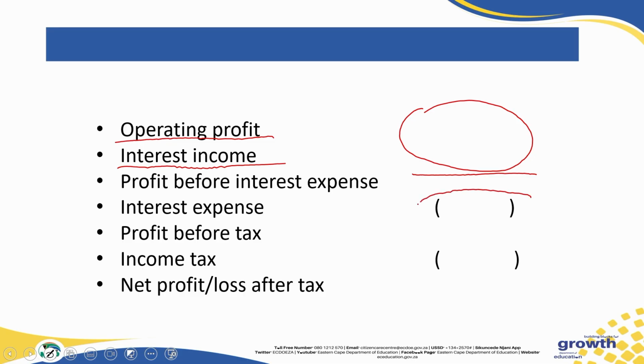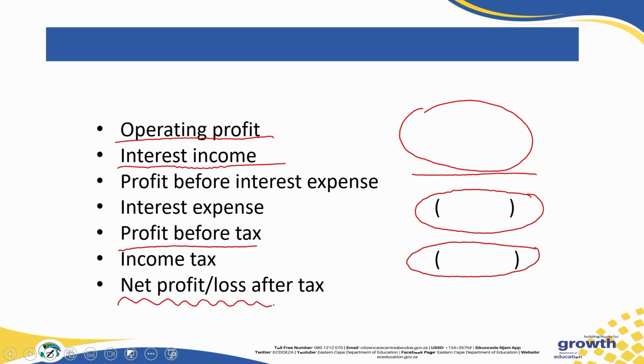Interest expense is our third bracket, where we minus the interest of the loan that we have. Then we work out our profit before tax. And then we also minus our last bracket, which is income tax. And this is where we now work out our net profit or loss after tax.